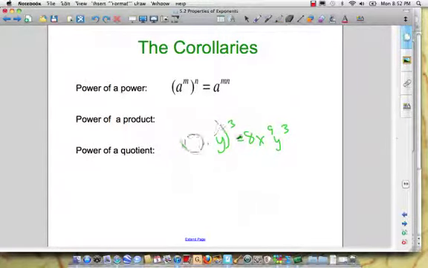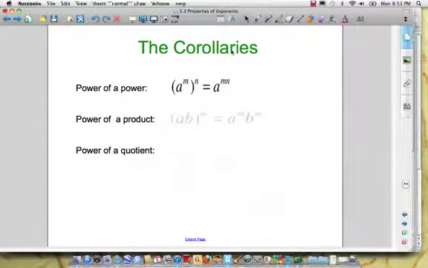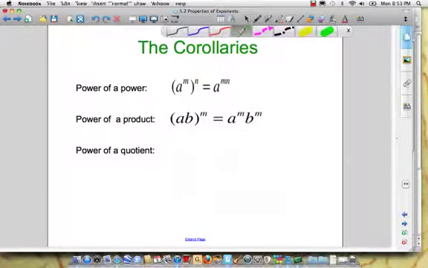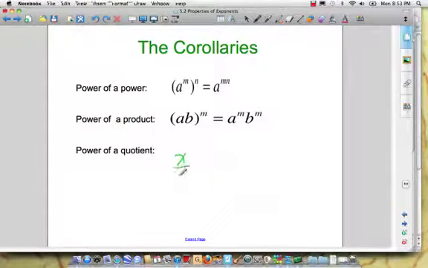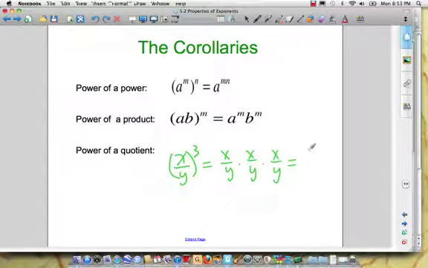And then let's clean that up, give you the symbolic representation, and go on to the power of a quotient. This is the property that will help you with something like this. Suppose you have a quotient, x over y, and you're raising it to a power, 3. Well, what does that mean? That means x over y times x over y times x over y, which is x times x times x, or x cubed, over y cubed.